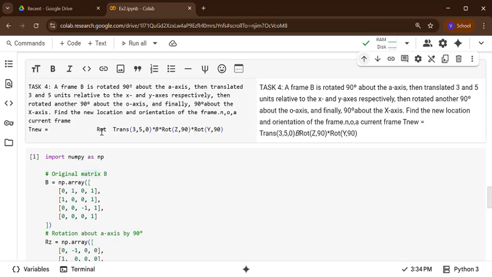So Rot X, 90, and it has to be pre-multiplied. Okay, that's all. So the equation is done. So we have to define the matrix and multiply. You will get the new frame. Okay, so this is how.